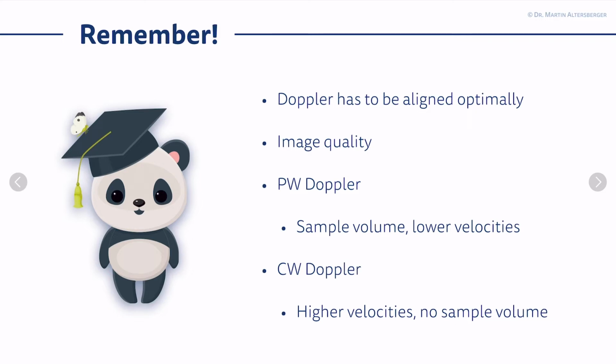With pulsed wave Doppler, you have a sample volume, so you measure in a certain area the velocities, and normally you measure lower velocities. With the continuous wave Doppler, you measure the velocities all over a certain line, where you can measure higher velocities and you do not have a distinct sample volume.